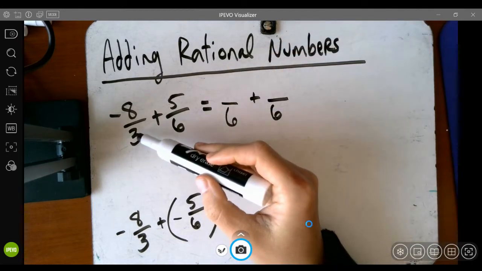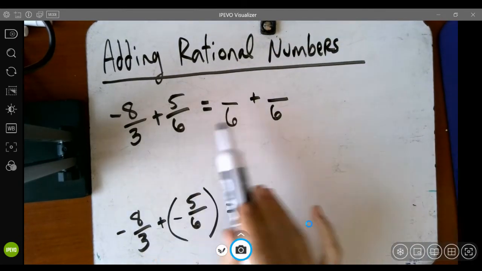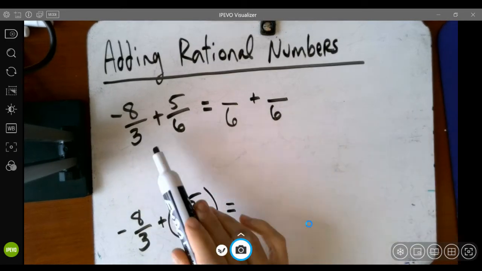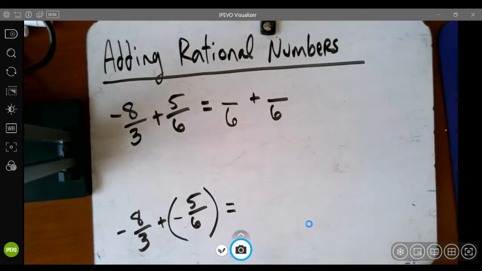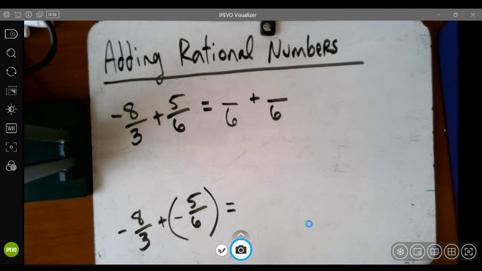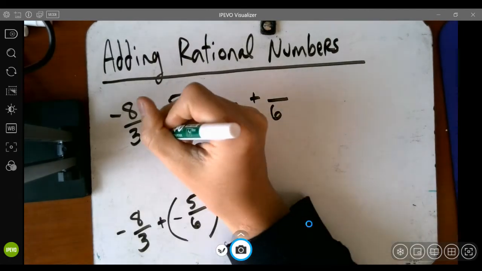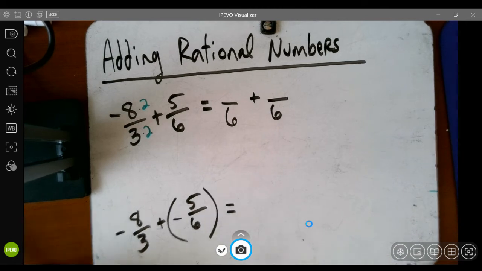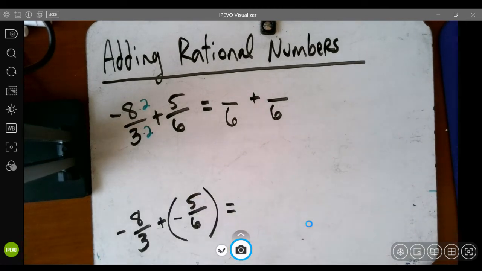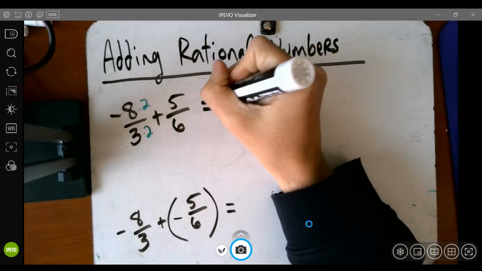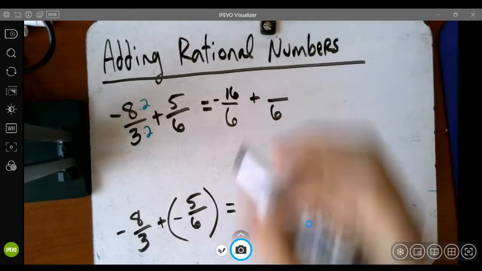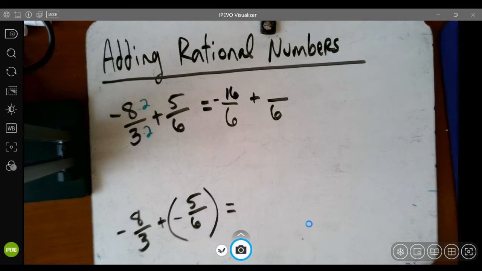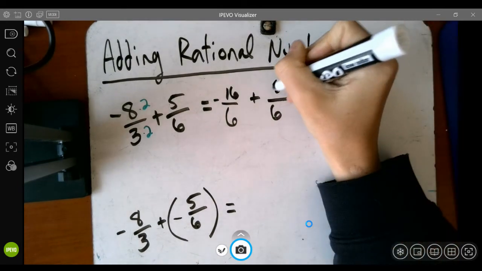And so to get from 3 to 6, we need to multiply by 2. What you do to the denominator, you need to do to the numerator. And so we're going to multiply our numerator also by 2. And since it's negative, I'm going to write negative 16 here. And then 5/6 already had a denominator of 6, so we can just keep it the same.